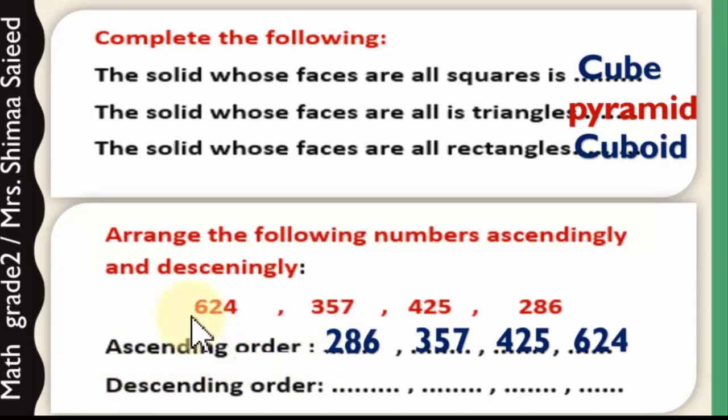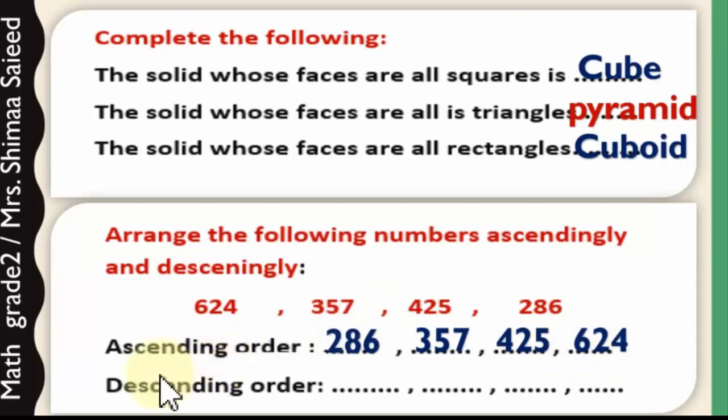When you want to arrange numbers ascendingly, count the number of digits, then look at hundreds place. All these numbers are 3-digit numbers. So look at hundreds place: 6 in hundreds, 3 in hundreds, 4 in hundreds, 2 in hundreds. So 200 is the smallest one. After that 300, after that 400. The greatest number is 600.